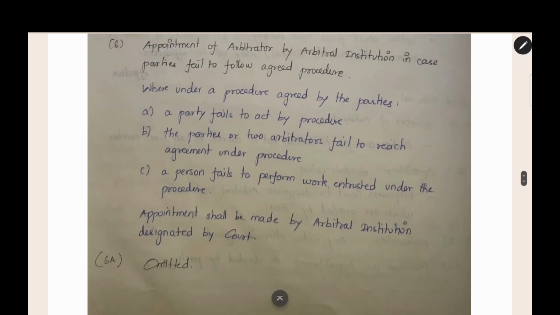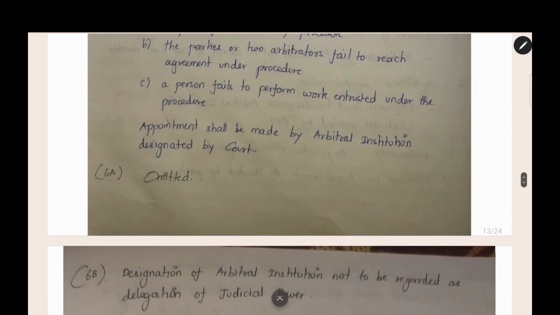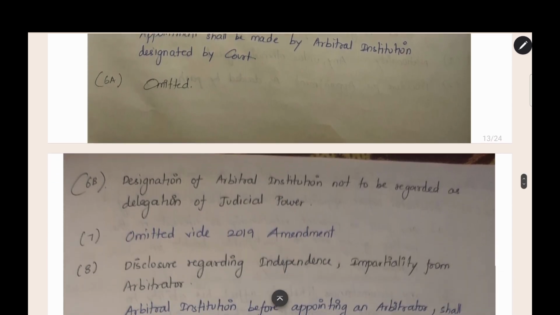In these cases, the appointment shall be made by the arbitral institution designated by the court. The same section 11 subsection 4 procedure will apply. The party will apply to the court, the court will designate an arbitral institution, and the arbitral institution will appoint an arbitrator. Then section 11 subsection 6A is omitted.